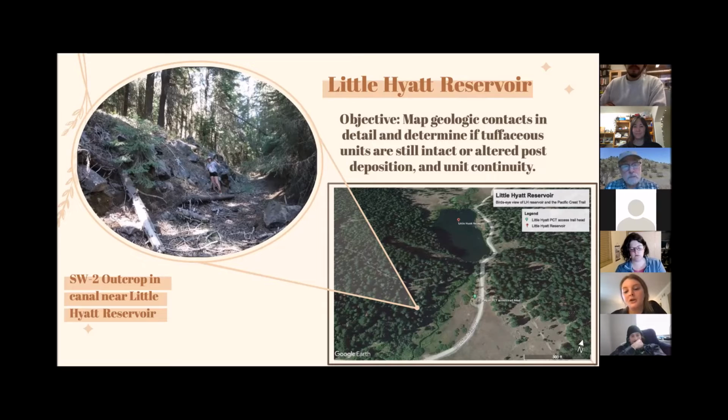And then here is a picture of me standing in a canal, and this is the SW2 outcrop, which is one of the units that we were tracking, which is our slightly welded tuff. And then here, I tried to put in some Google Earth pictures, because when you're looking at topographic maps, you don't really get to see the beauty of it as well as much of the topography that you want. So this is the actual reservoir, and then this is where this picture was taken, and we mapped all the way over here. And this is actually the Pacific Crest Trail, goes through there, which is really interesting.